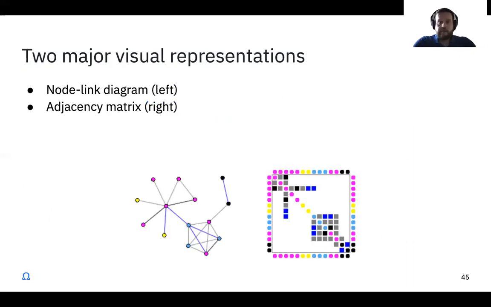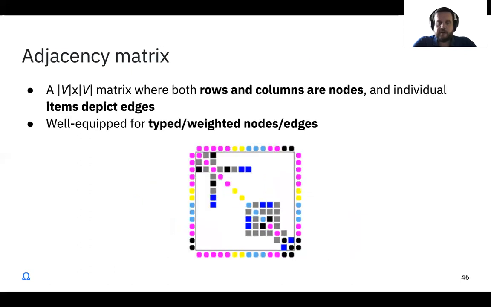Okay, so now we have done all the prerequisites. So now let's finally start talking about how to visualize graph data. What are the visual representations used? The two major representations are, well, the node link diagram that we have already seen, and also the adjacency matrix. So a bit more about the adjacency matrix. We have explained the node link diagram before.